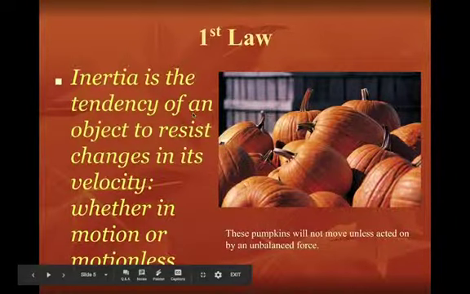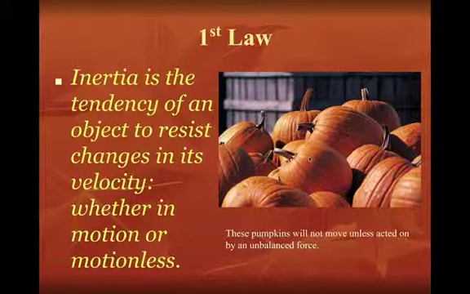The first law, sometimes called the law of inertia, is this idea that objects like these pumpkins are going to stay put. They're not going to move. Inertia is something that resists the change in whatever the current velocity is. So a really big pumpkin with a lot of mass is not going to move easily. It's going to take a lot of force to get it moving. But once it's moving, it's going to take a lot of force to get it to stop moving. That's the idea. Inertia is directly connected to mass.